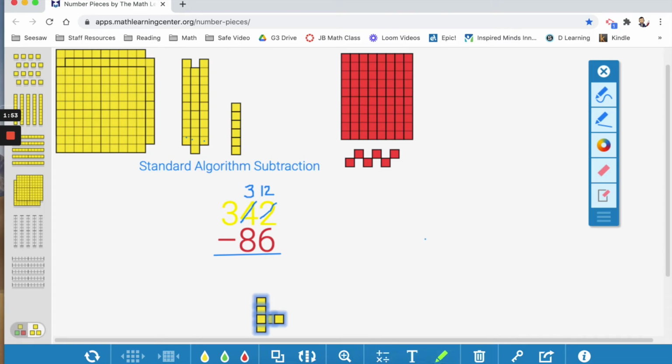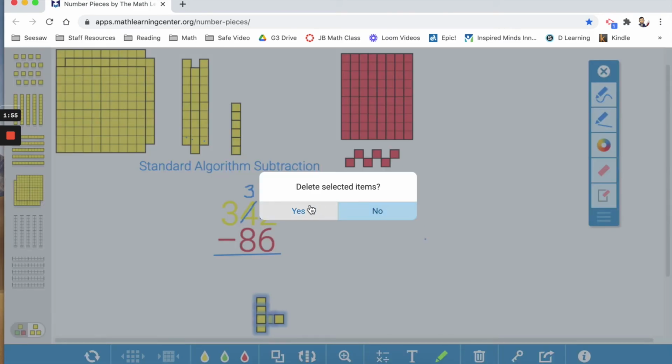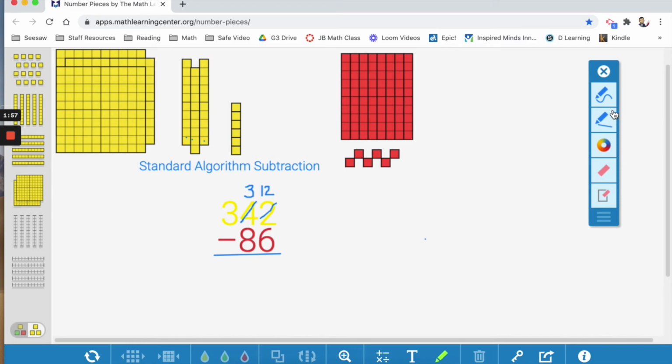I'm actually going to delete them this time. There we go. And I'm going to write the amount of ones we have left, which is 6. Now we have our ones.